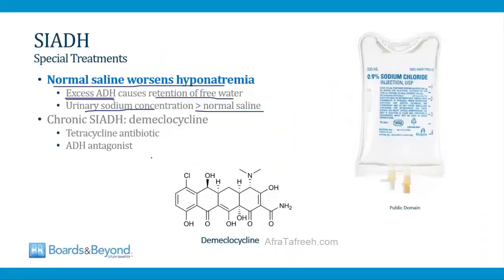Another special thing to know about SIADH is that it can be treated with an antibiotic called demeclocycline. This is only done in patients who have chronic SIADH with chronically low sodium levels. Demeclocycline is a tetracycline antibiotic, but it has a chemical structure that causes it to antagonize ADH receptors in the kidneys, and for this reason it can raise the serum sodium in patients with chronic SIADH.